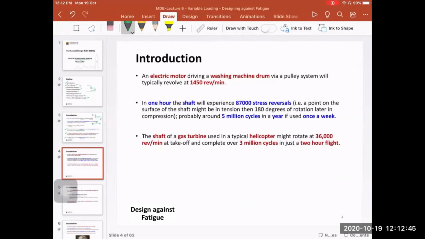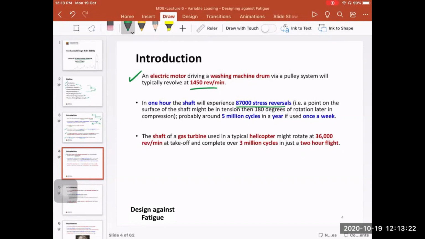One example here, if we think about fluctuating loads or reversed loads, is the electric motor of a washing machine that we use. The shaft of this electric motor rotates at around 1,450 RPM. So if this motor works for just 1 hour, the shaft of the motor is going to experience around 87,000 stress reversals. So it will experience this kind of stress reversals in only 1 hour.